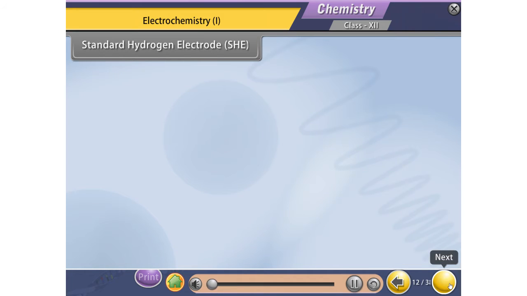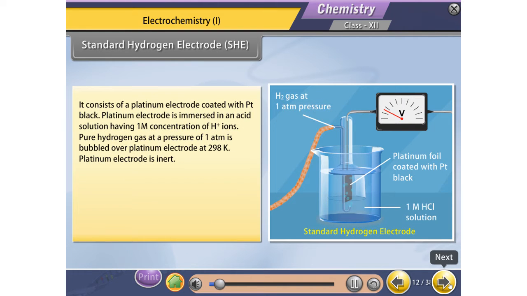Standard hydrogen electrode, or SHE. It consists of a platinum electrode coated with platinum black. The platinum electrode is immersed in an acid solution having 1 M concentration of hydrogen ion. Pure hydrogen gas at a pressure of 1 atm is bubbled over the platinum electrode at 298 Kelvin.